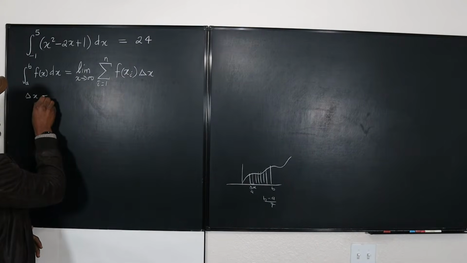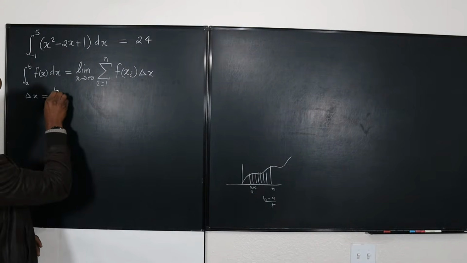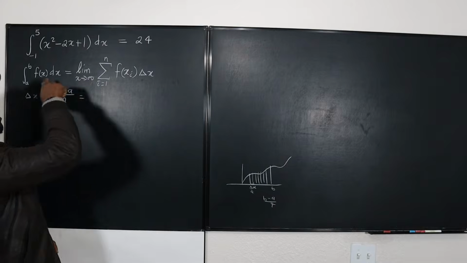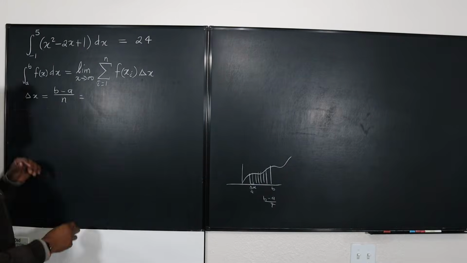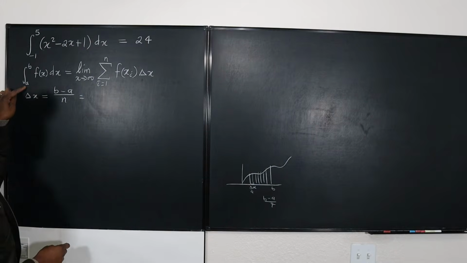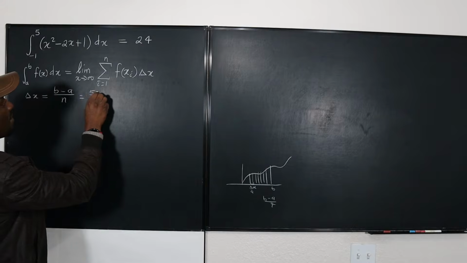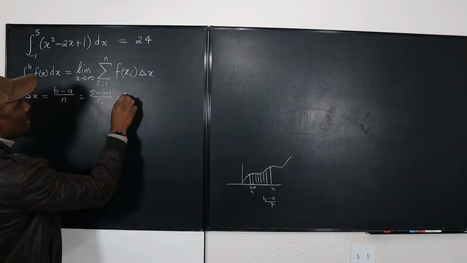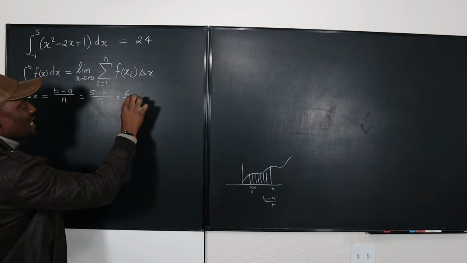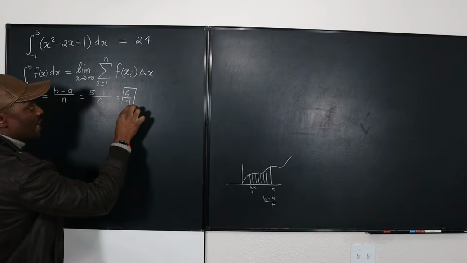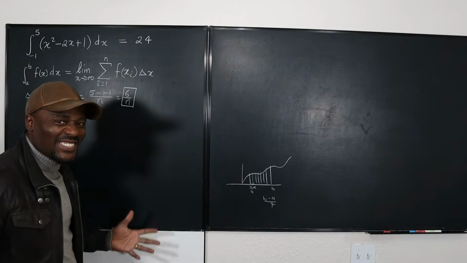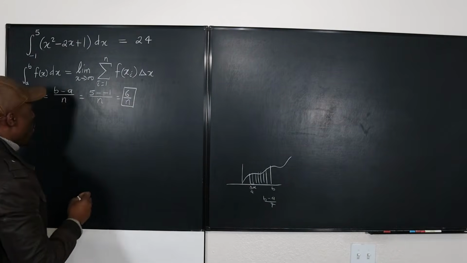So delta x will be equal to b minus a divided by n, where b is the upper limit boundary and a is the lower boundary. So this is going to be 5 minus -1 over n, which gives us 6 over n. This is the most important thing that we need right now, because that's the only thing we didn't know. Now, what else do we need?